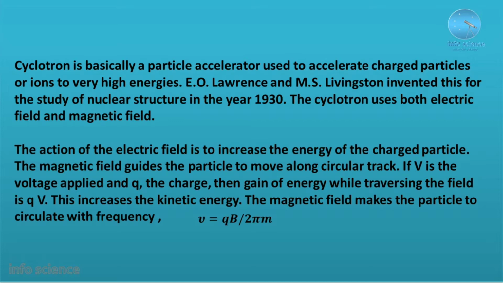The cyclotron uses both electric field and magnetic field. The action of the electric field is to increase the energy of the charged particle. The magnetic field guides the particle to move along a circular track.